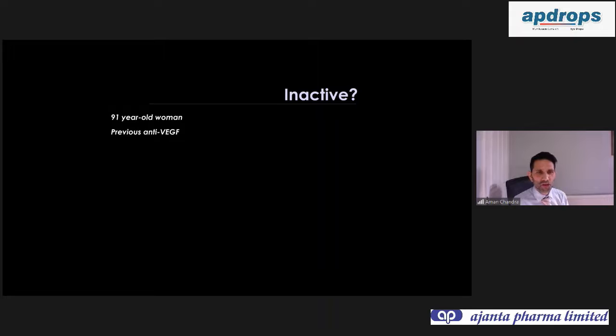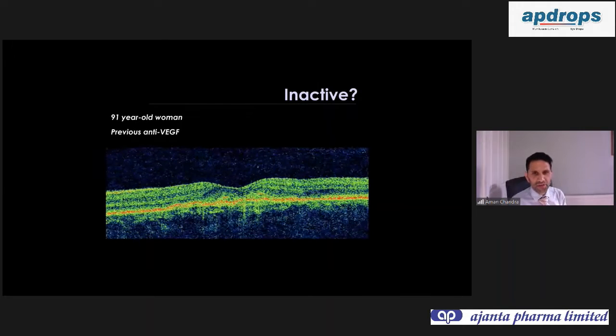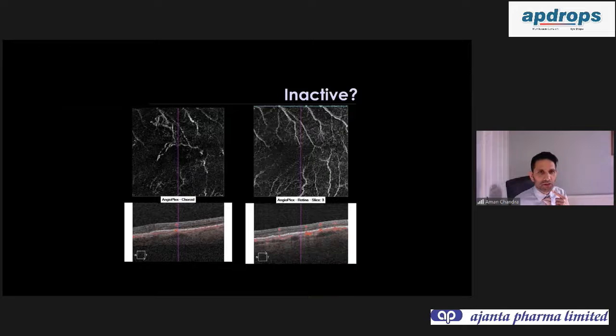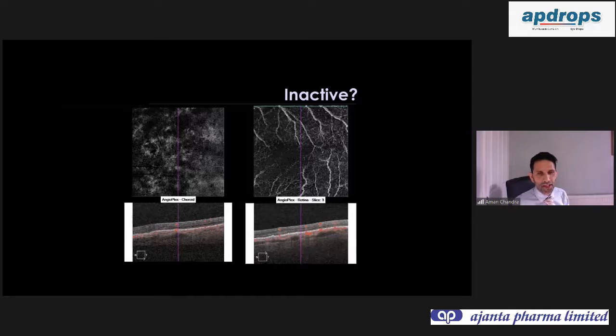How about this 91-year-old who had previous anti-VEGF treatment? Is this active? Well, you can scroll down here on the left, and as you scroll down, you can see there, that looks like a dead tree. So this is almost certainly inactive choroidal neovascular membrane.